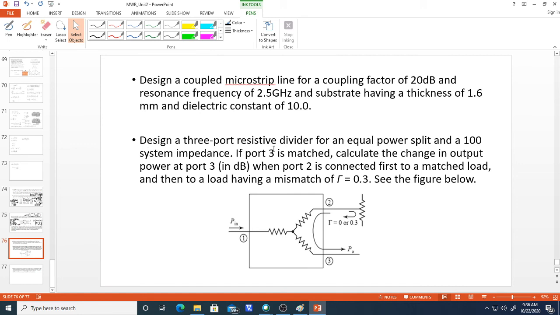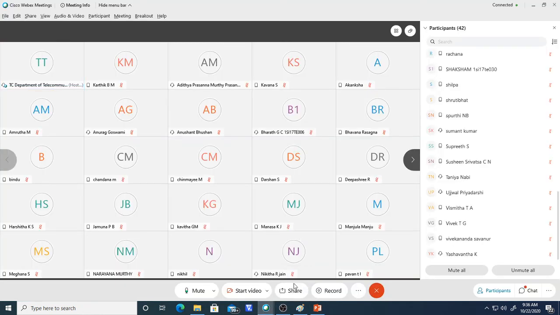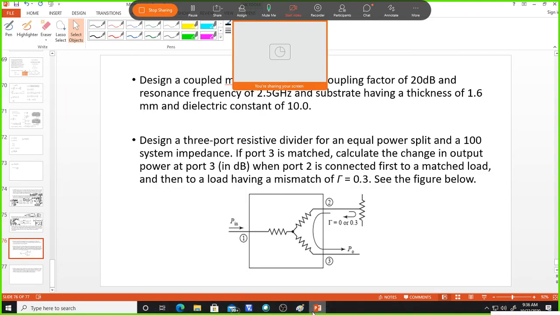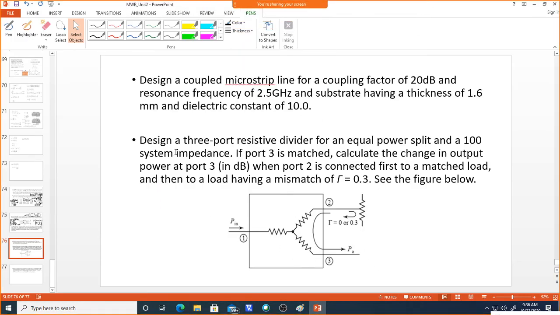So now design a 3-port resistive divider for an equal power split and a 100 ohm system impedance. If port 3 is matched, calculate the change in output power at port 3 when port 2 is connected first to a matched load and then to a mismatch of gamma 0.3.